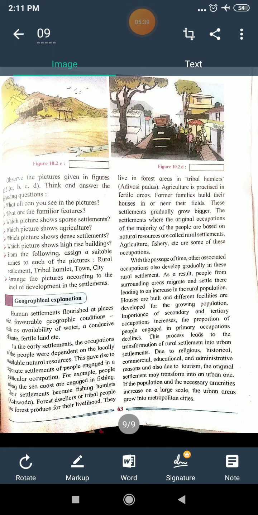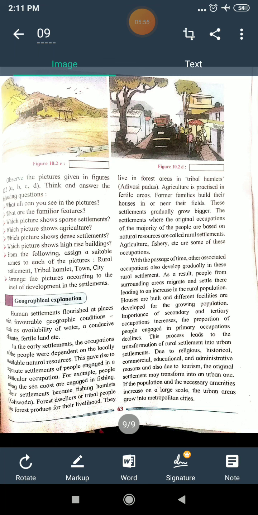So now if we take the farmer families, they started settling nearby their farmlands. Wherever there was fertile land, farmers started cultivating that land, and there came the existence of the farmers' families.